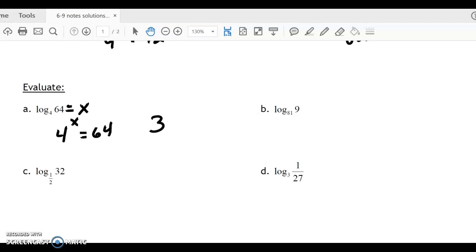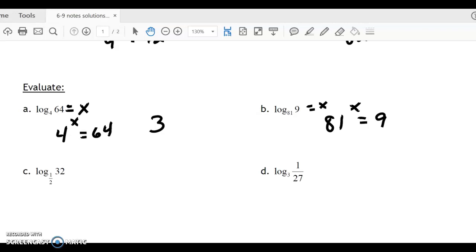Part B. Again, set it up with exponentials. 81 to the x equals 9. So I just get used to throwing in a variable, even though it's not an equation. And I'm not going to write x equals because technically there's no x in the original problem. But I use it to help set it up and kind of clear my mind. So 81 to what power is 9?